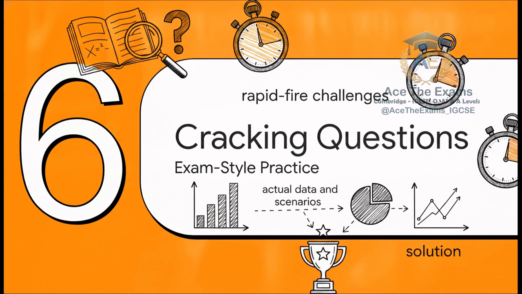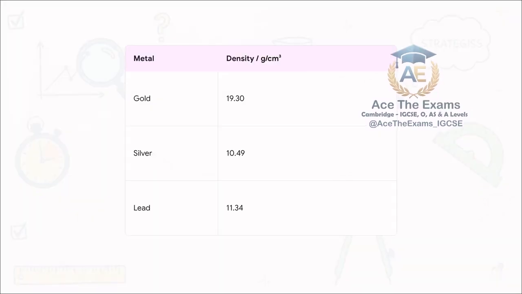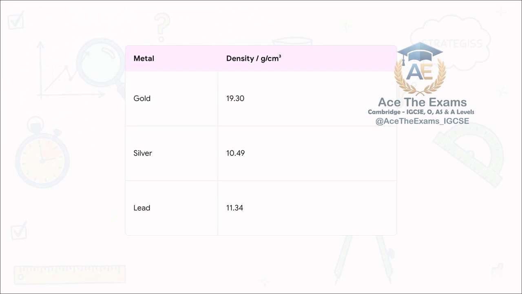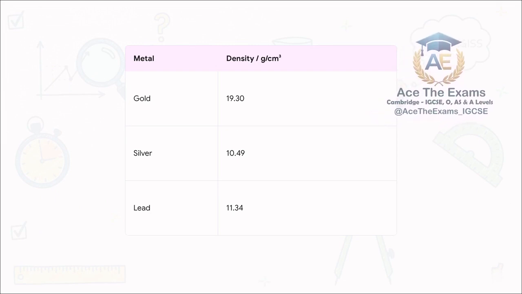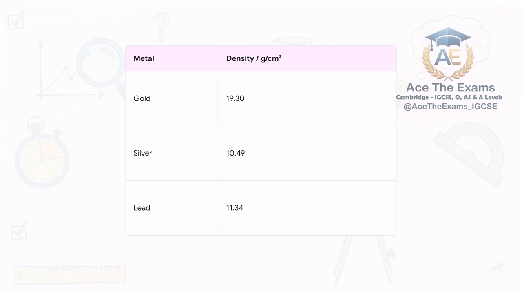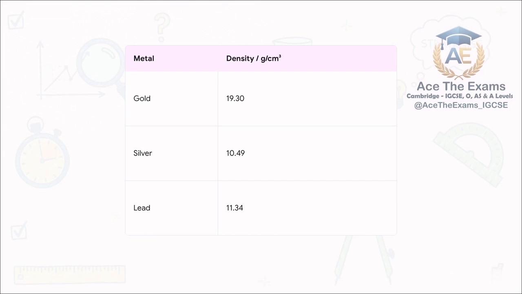All right, let's put it all together. Section 6, Cracking Exam-Style Questions. Let's put these frameworks to the test with an interactive workshop. Here is Challenge 1, the data scan. On your screen right now is a table showing the densities of 3 metals in grams per cubic centimeter. We have gold at 19.30, silver at 10.49, and lead at 11.34.